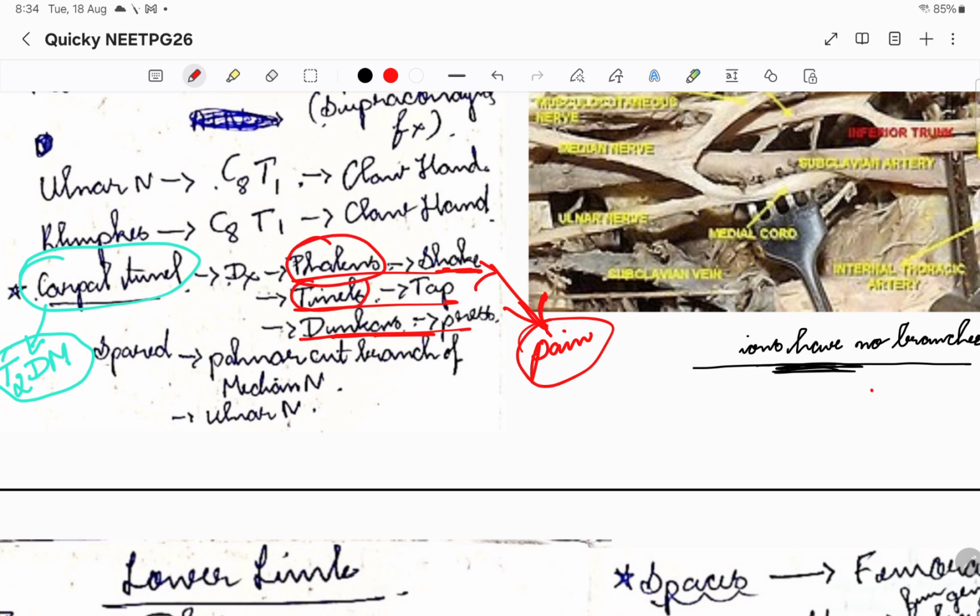Then when we tap on the carpal tunnel, the irritation will happen and the pain will start. So this is Tinel's sign. And in Duncan's, if we press the carpal tunnel, you will be able to elicit the pain. These are the signs that you need to know before going into your exam. In Phalen's test, by shaking the hands, the pain will start. Tinel's is by tapping the carpal tunnel, to be precise, and the pain will start. And in Duncan's test, by pressing the carpal tunnel, you will have the pain.